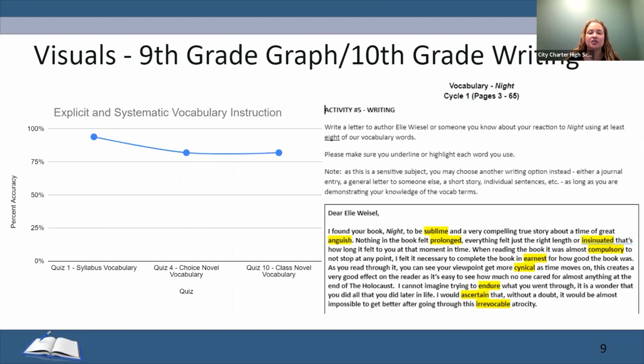So we did do 3 different examples. The one was from syllabus vocabulary, which actually happened prior to this whole professional development. And then the other 2 were from the vocabulary from the novel. We used data from 9th grade for the graphs, but this is happening in 10th and 11th grade as well. This was an example of a 10th grade writing activity for cycle 1 of Night, which was the novel that they were reading at the time. So the students are doing a really good job of understanding, incorporating, starting to use the words both in their writing and in their discussions in class.